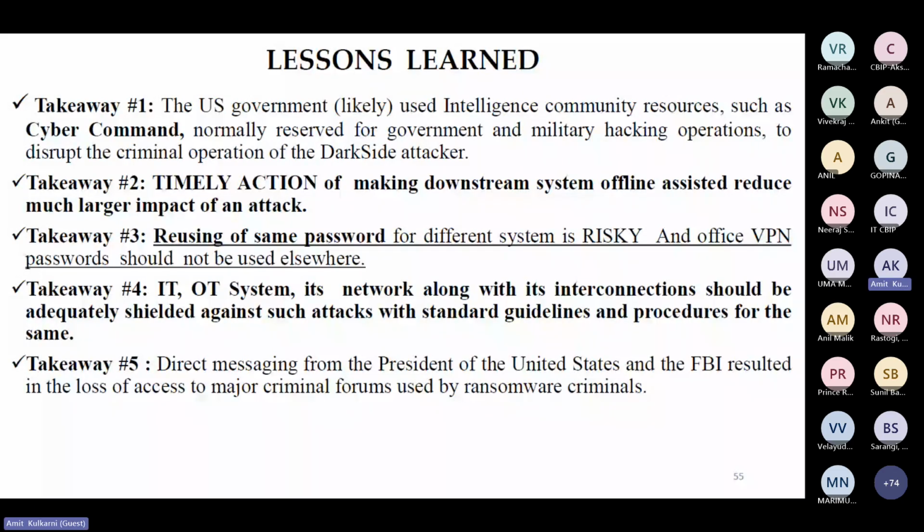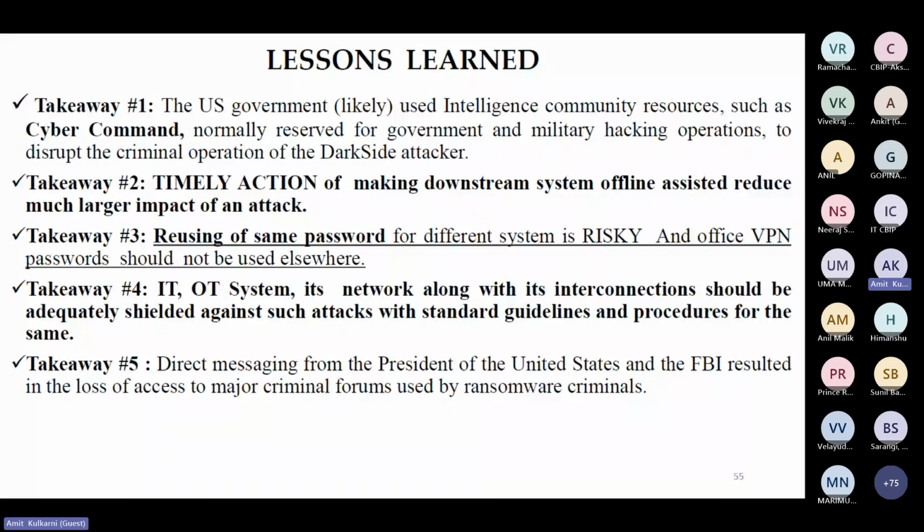Then timely action of offlining downstream systems helped reduce a much larger impact of the attack. Reusing the same password, as I mentioned, is risky, and an office VPN password should not be used elsewhere; that is a lesson learned. The next lesson is that IT/OT systems, their networks along with interconnections, should be adequately shielded against such attacks with standard guidelines and procedures.